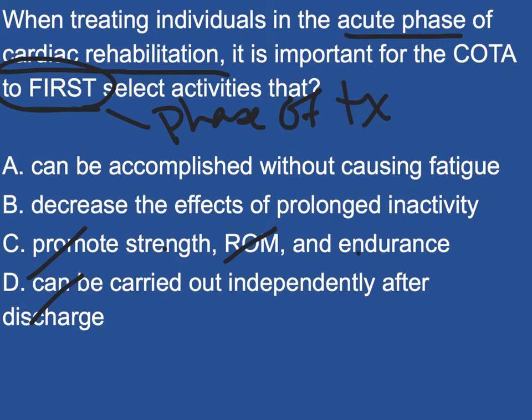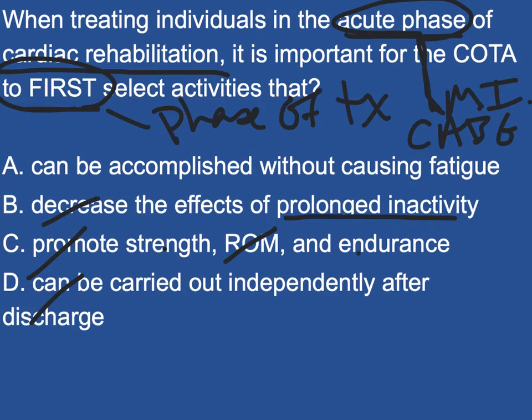Let's take a look at B. Decrease the effects of prolonged inactivity. We don't know that this person had prolonged inactivity, but we might be addressing it. So let's leave that for now. A, can be accomplished without causing fatigue. Okay, so we know they're in the acute phase, right? So that means they may have just had a heart attack, a myocardial infarction. Or maybe even they just had a recent CABG surgery. I would think they'd probably tell us that. But this is somebody who's in the acute phase, meaning still a little medically fragile, okay? So with B, it's assuming something that was not provided for us, this prolonged inactivity. We don't know that this person had prolonged inactivity, so let's eliminate this option, okay?